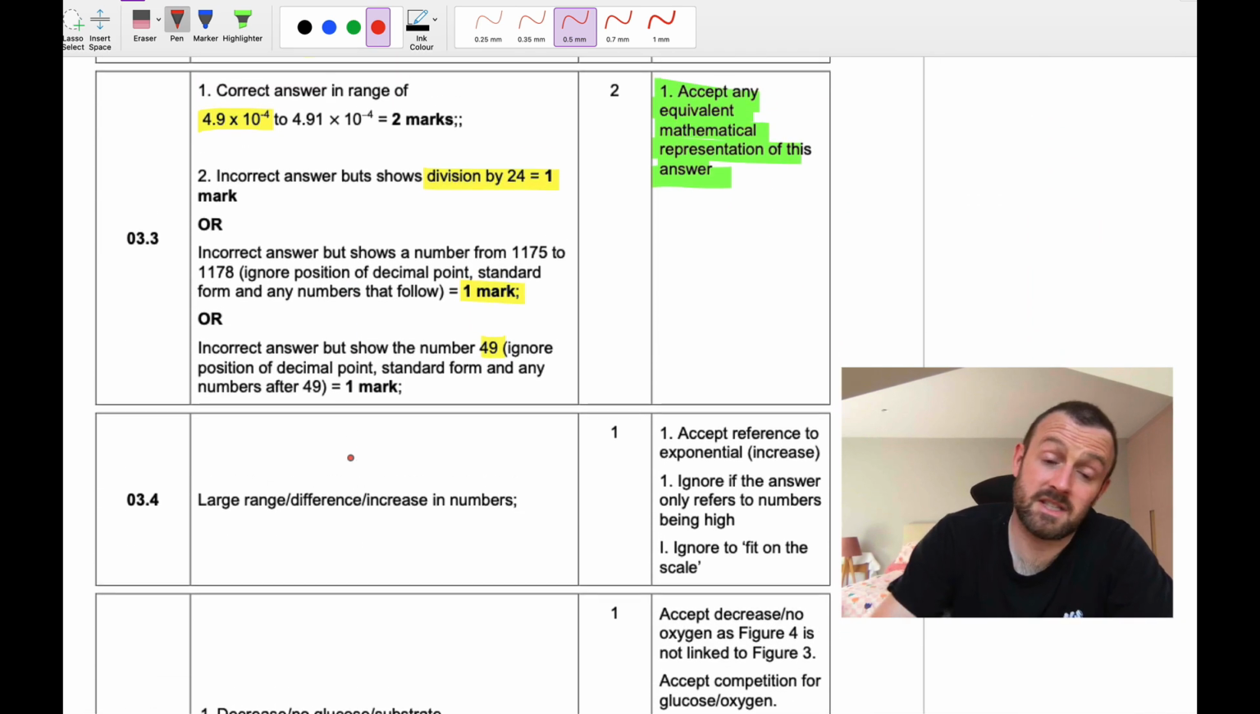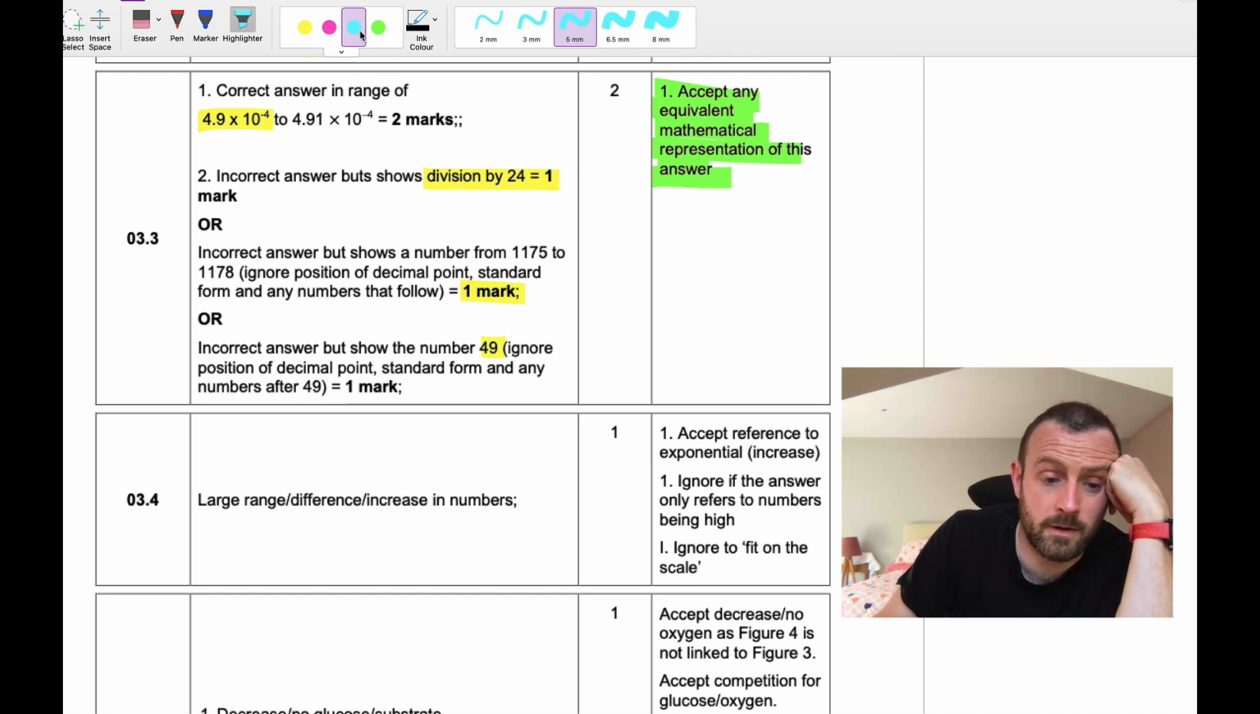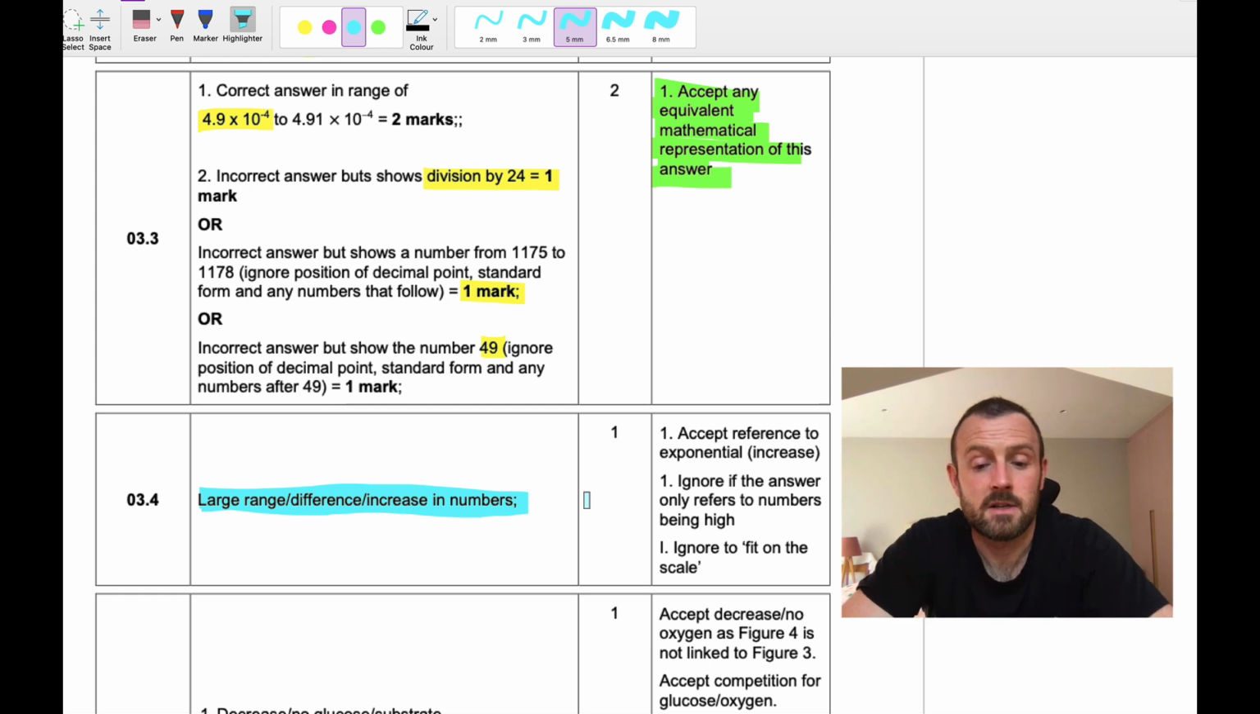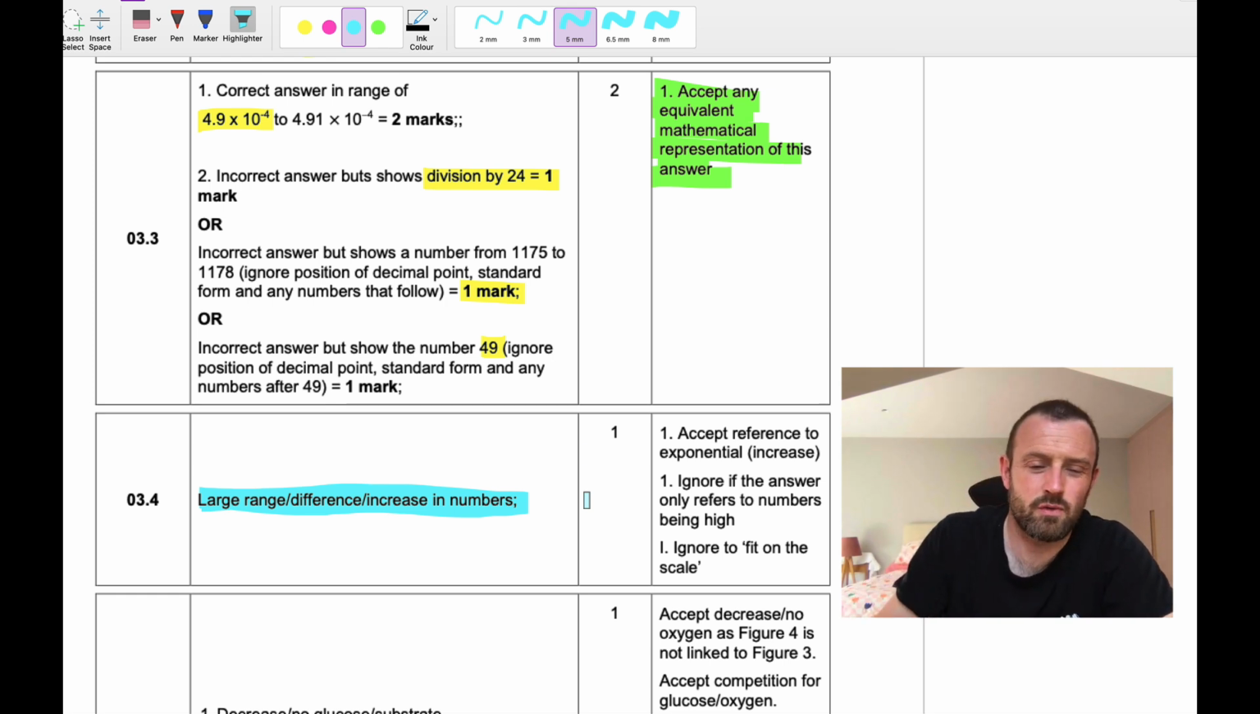Okay, this is what you need to say. Did not get this at all. There's a large range, difference or increase in numbers. Okay, a large range or difference or increase in numbers. Something to remember the phraseology of that.